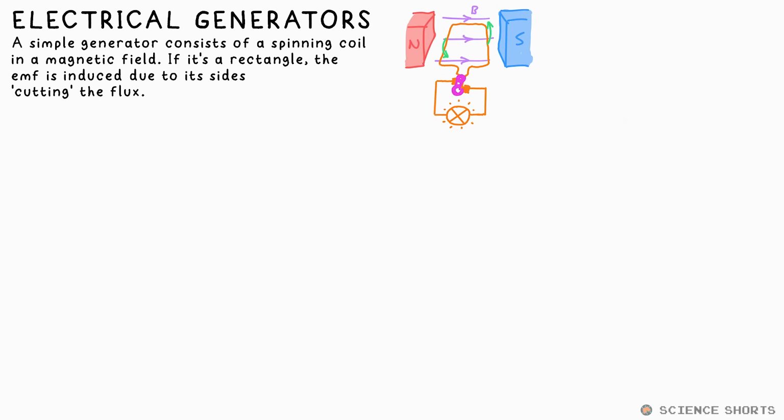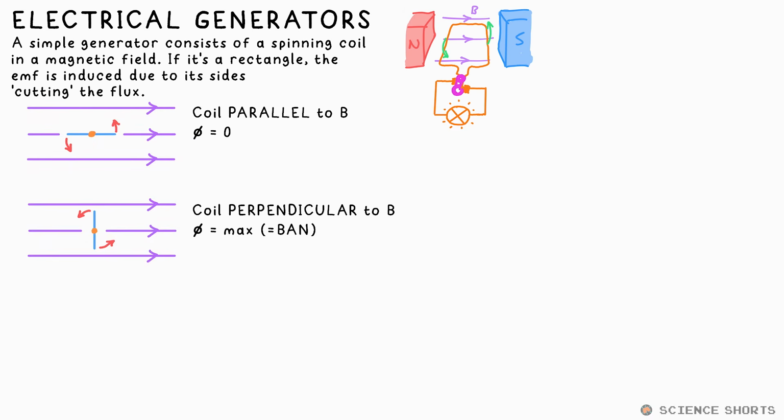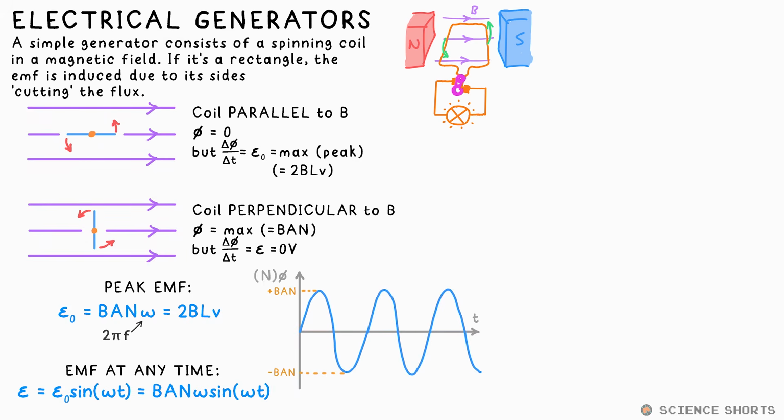Generators use induction to produce an EMF. As the coil spins, the flux through it goes from a maximum when it's perpendicular to the field lines to 0 when it's parallel to the field lines. The rate of change of flux, however, is greatest when the flux is 0. The maximum flux is BAN, of course, or flux linkage anyway. So if you want the maximum rate of change of flux, we multiply by omega. The peak EMF induced in a generator is equal to BAN omega. The EMF the rest of the time then changes sinusoidally. So the EMF at any point is equal to BAN omega, that's the maximum EMF, times sine omega t or cos omega t, depending on whether it starts at 0 or a maximum, respectively.